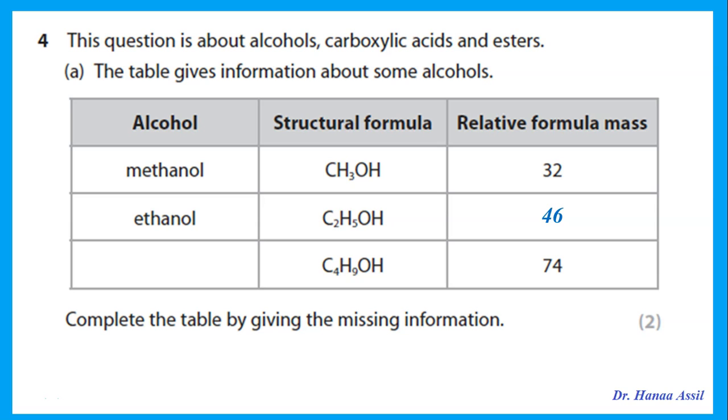Now, what is the name of that third alcohol? This is an alcohol that has 4 carbons. Remember, when we name, we look at the number of carbons. This is 4 carbons, so the name should start with but-. This is an alcohol, so this is called butanol.